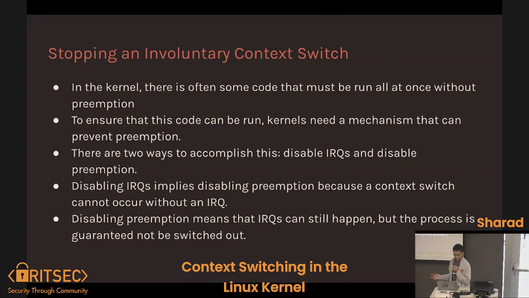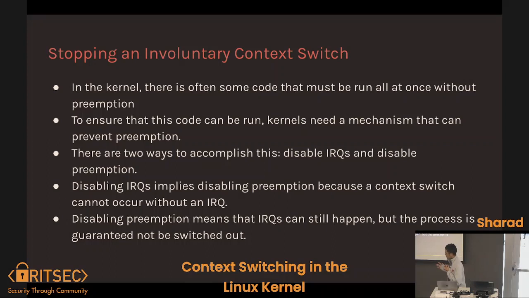The second way is disabling preemption. Disabling preemption also works. It's actually a purely software mechanism. It's a preemption count in the Linux kernel. When you disable preemption, IRQs can still happen, but the process is guaranteed not to be switched out.